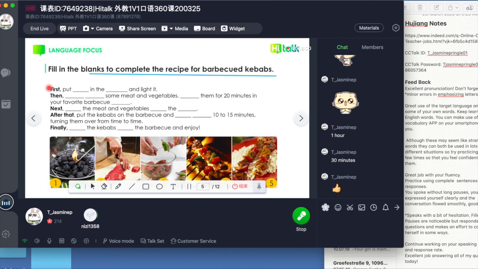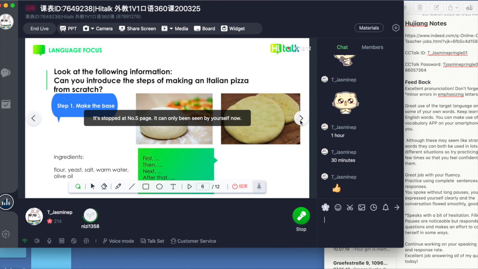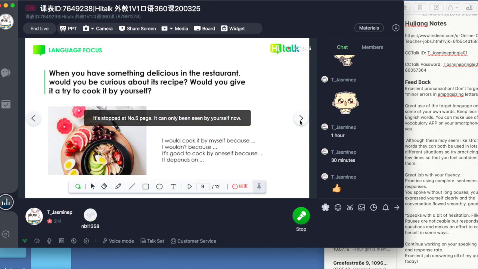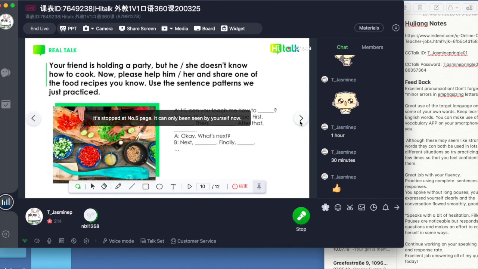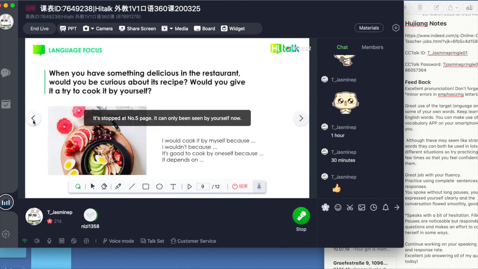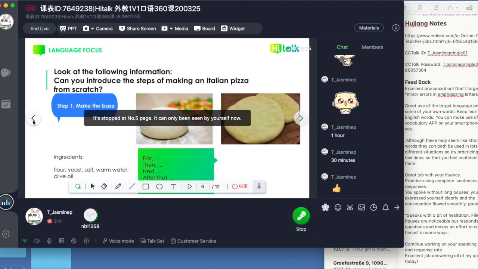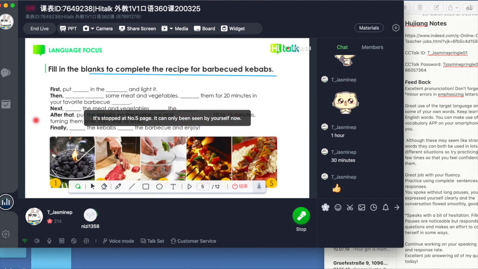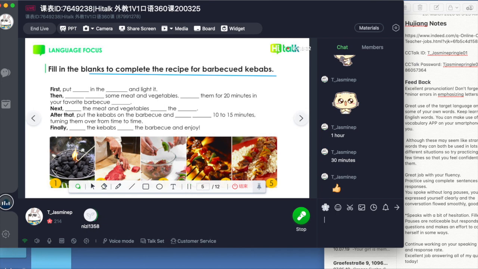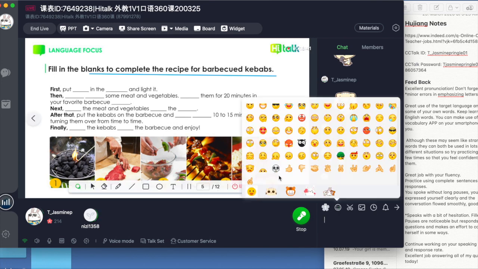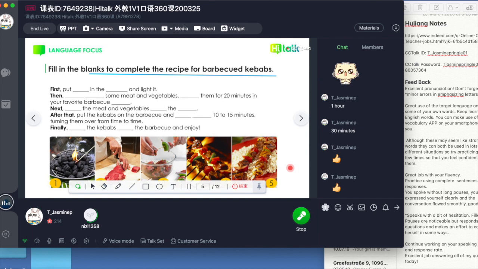First, put charcoal in the barbecue and light it. And then cut up some meat and vegetables. Marinate them for 20 minutes in your favorite barbecue sauce. And next, put the meat and the vegetables on the skewer. After that, put the kebabs on the barbecue and bake for 10 to 15 minutes, turning them over from time to time.